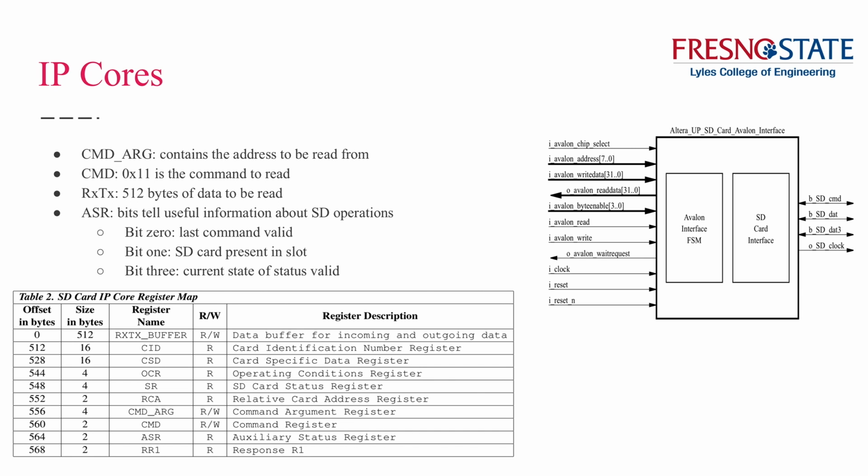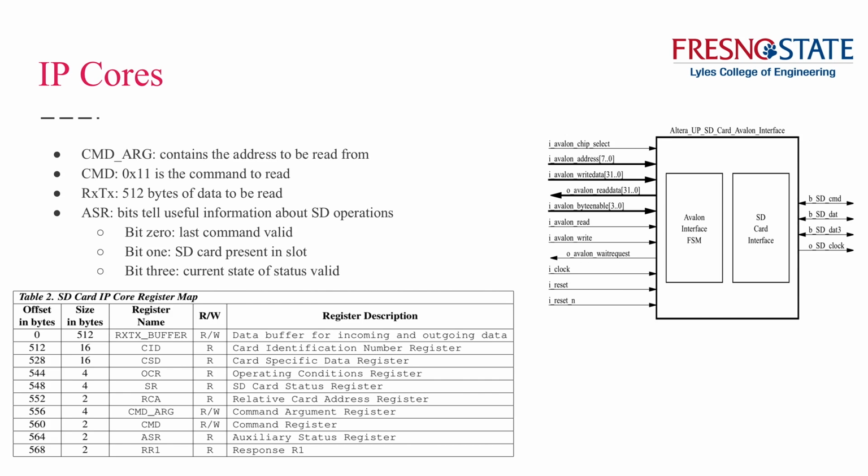The next one is the RxTX buffer, which is 512 bytes of data to be read. It is capable of being filled with data. Once the buffer is filled, the SD card will then transfer the data over to the board. And finally, we have the ASR register. It has several important bits that give you information about the status of the SD card and the operation. Bit 0 tells whether the last command is valid. Bit 1 tells whether the SD card is present in the slot. Bit 3 tells whether the current state of the status is valid.